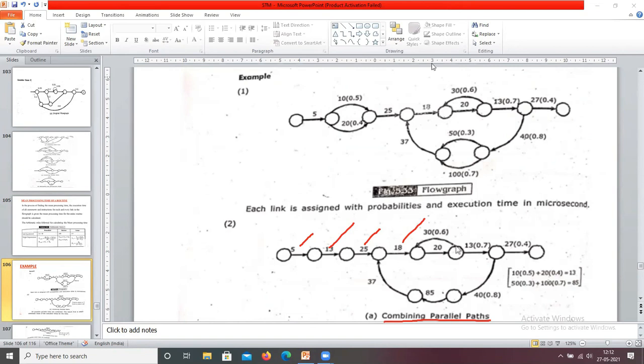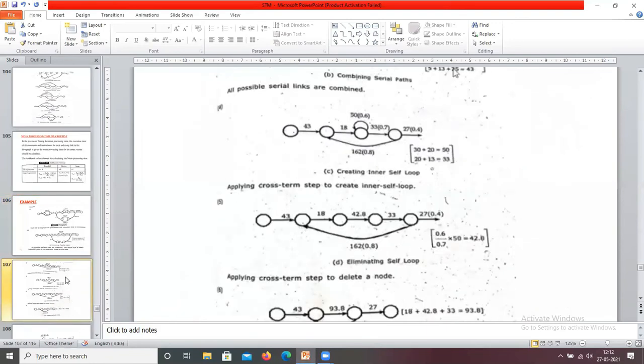The next one, combining serial paths. After combining the serial paths and all the inner loops, these are the values. If you combine all the serial links, then we got these values: 43, 18, 50, 0.6, 33, 0.6, 27, 0.4. All these are the values after combining all the serial paths.